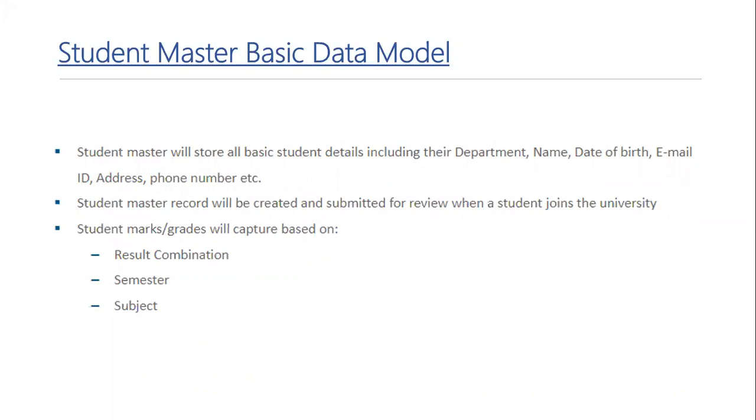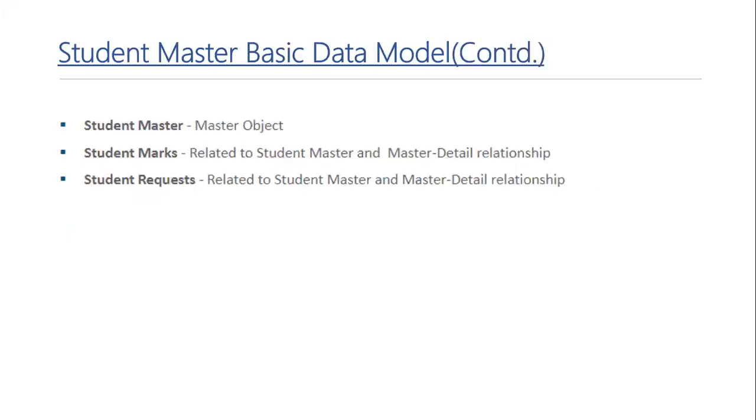Now the student master basic data model. Student master will store all the basic student details, including their department name, date of birth, email ID, address, phone number, etc. We'll create an sObject in Salesforce, name it student, and create all these fields mentioned here. A student master record will be created and submitted for review when a student joins the university. Student marks and grades will be captured based on result, combination, semester, and subject.